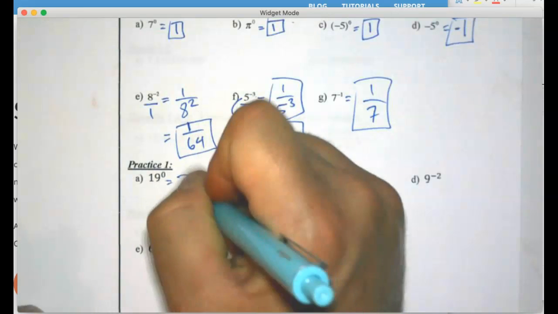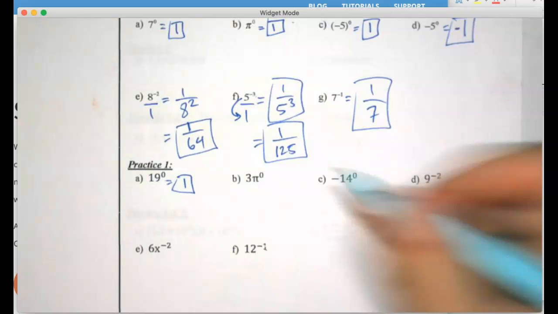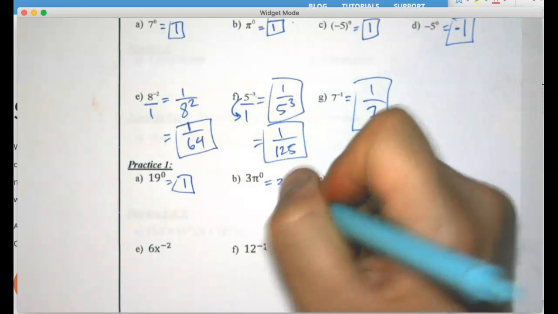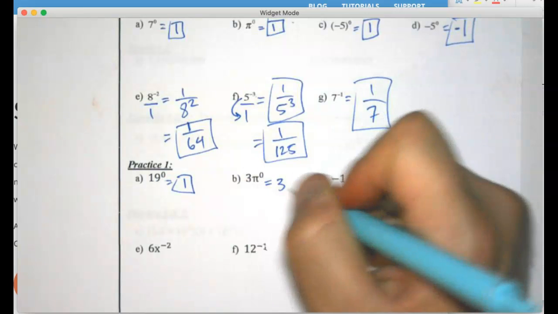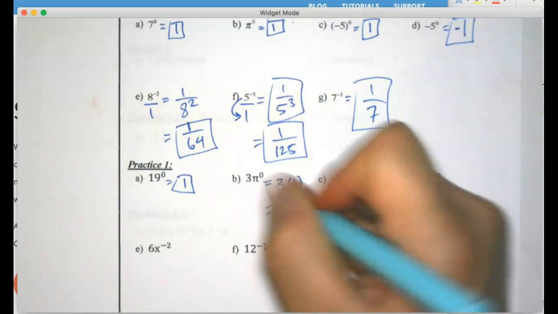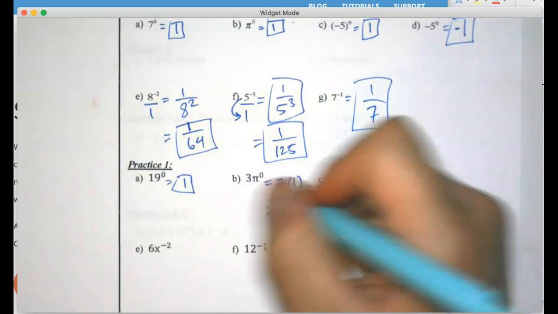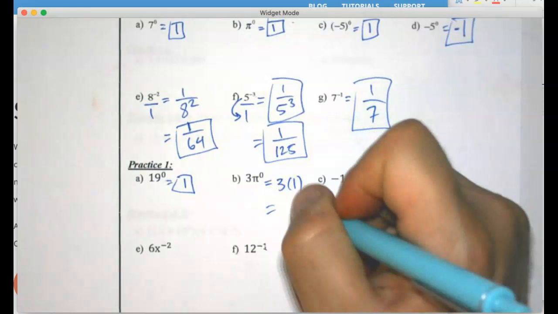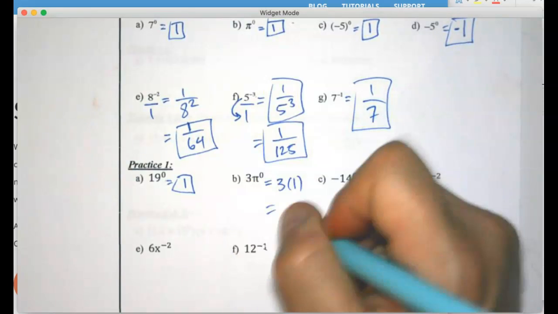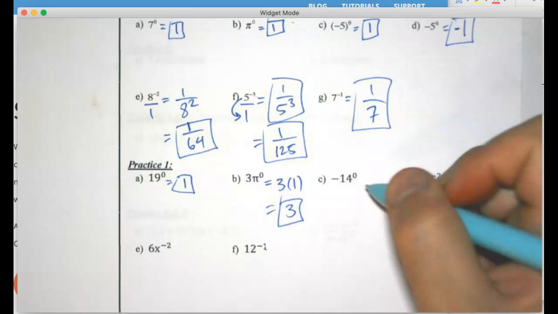19 to the 0 power, right? Anything to the 0 power is 1. Careful with this one. This is 3 times pi to the 0, which is aka 3 times 1. In this one, pi is the only number getting raised to 0. So that's 1, but then 3 times 1 is 3. Careful with something like that.